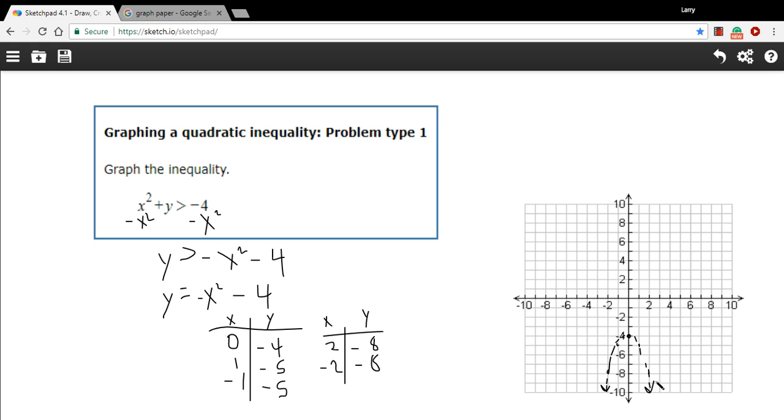And then we need to do our shading. And we shade above the parabola when it says y is greater than. We shade below the parabola when it says y is less than. So in this case, y is greater than, we shade above. So it's all of this region up here. So most of this graph that we can see gets shaded in just like this. And this area inside the parabola remains unshaded. So that is how to graph a quadratic inequality.